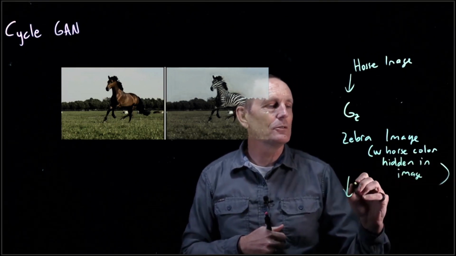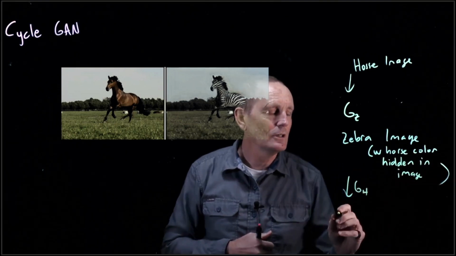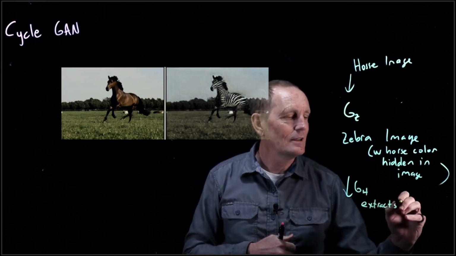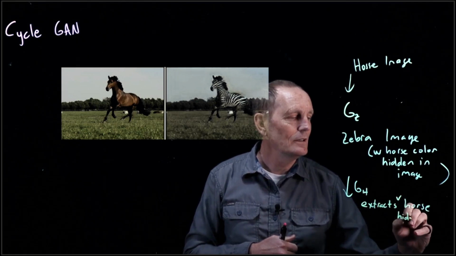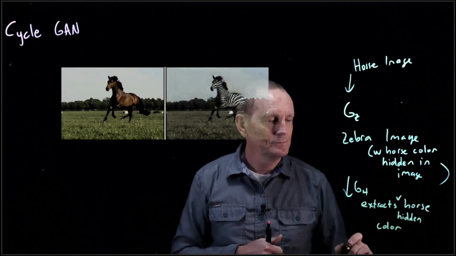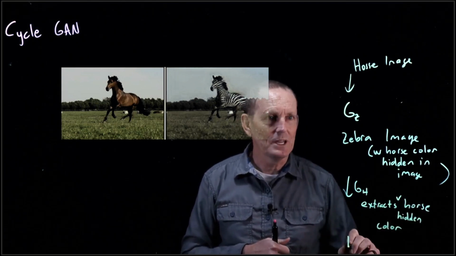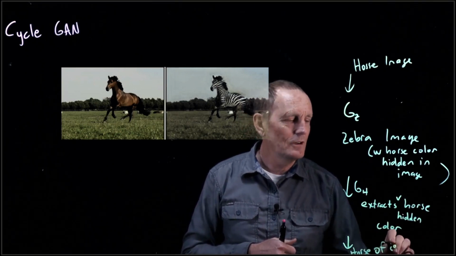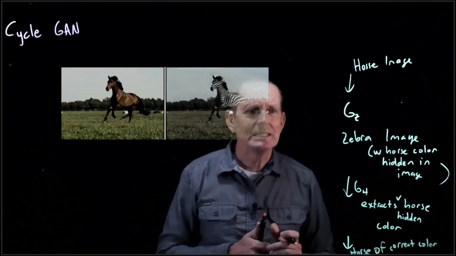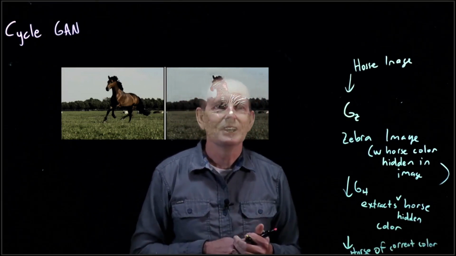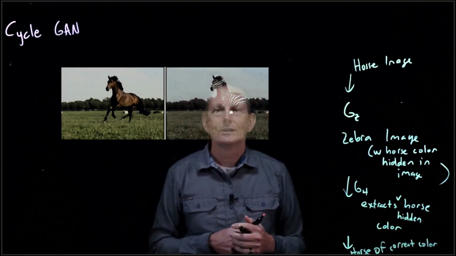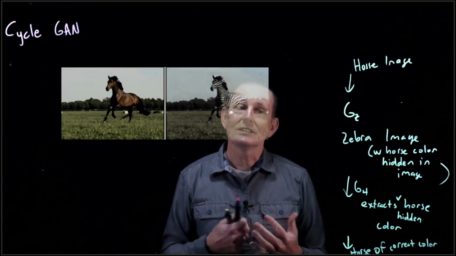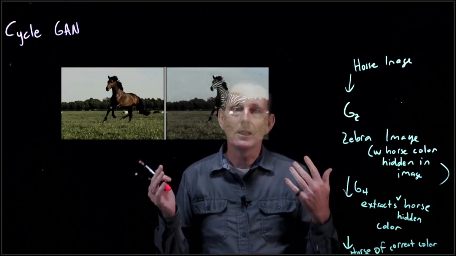And then when we go through G sub H, it extracts the hidden horse color and uses that when it comes out with the horse. So it comes out with a horse of a correct color. And no one explicitly told the GANs to do this, right? The G sub H or G sub Z. Instead, this just has to do with the loss function.